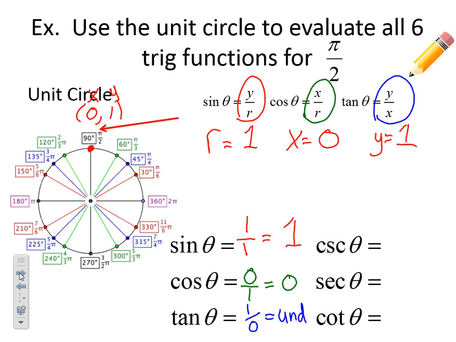Cosecant, opposite of sine, so we're going to have r over y. My r is 1, my y is 1, I get 1. Secant is the opposite of cosine, so I have r over x, 1 over 0. We cannot divide by 0 ever, so we have an undefined angle. And last but not least, cotangent. Cotangent is the opposite of tangent, so we're going to get x over y. And that's going to be 0 over 1, which just equals 0.